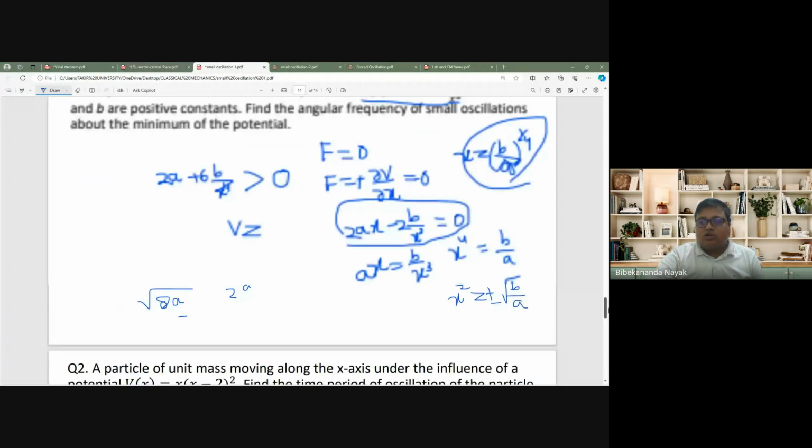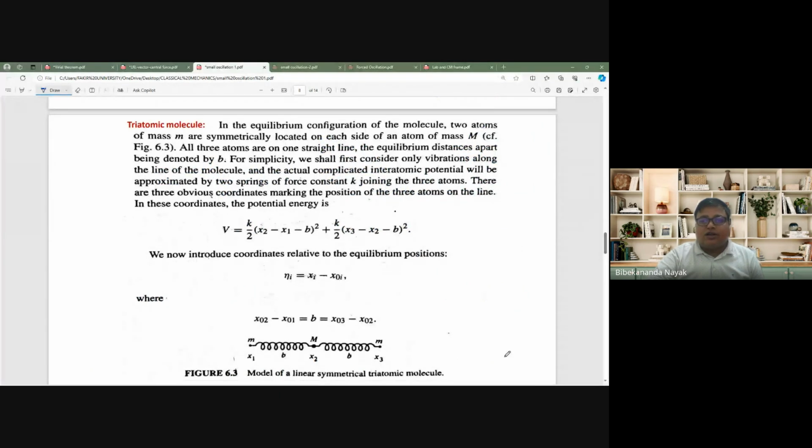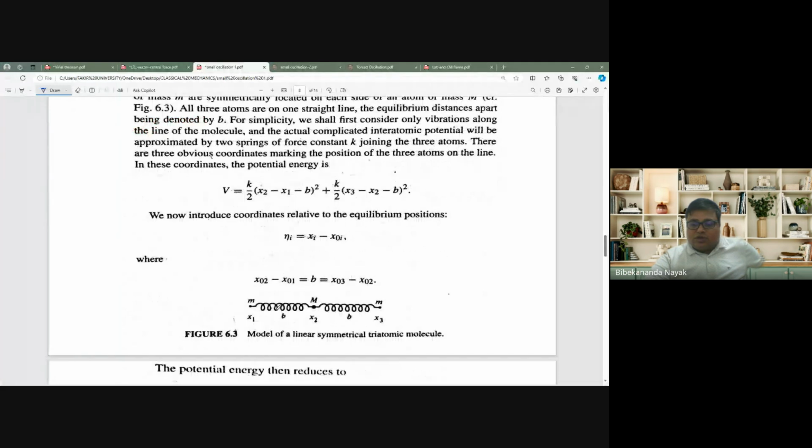You can also do other examples. Take one example, a triatomic molecule. Generally, in the triatomic molecule case, there are three atoms connected like this. Suppose H2O or any other molecule, H-O-H. So in the middle there is one massive atom, and at the two ends there are two less massive atoms.